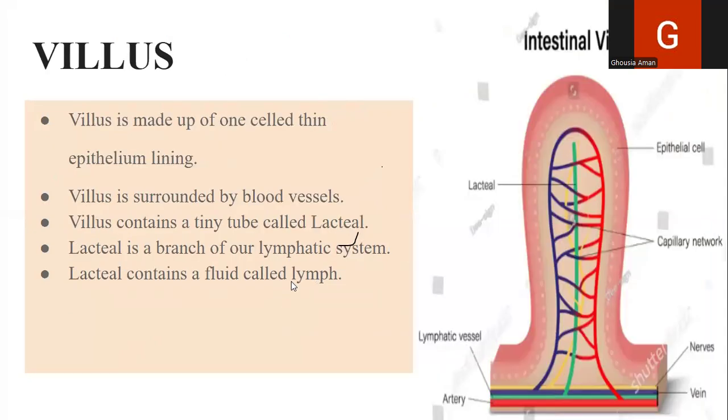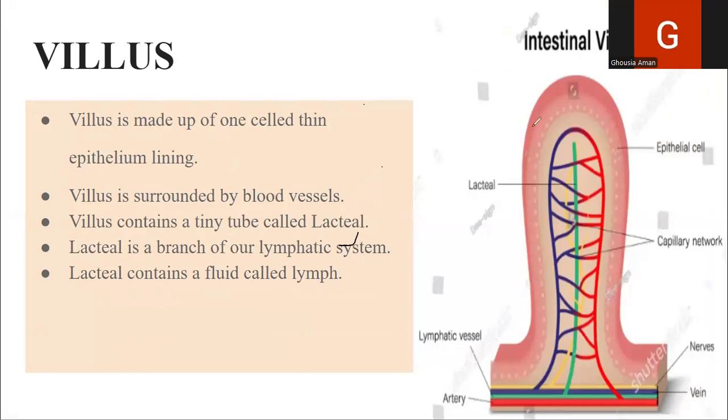Acha, now how does it look? Look, this is a single villus. There are some features of the single villus. You can see this outermost layer. It is made up of single cells. This outermost lining of the villus is made up of single cells.